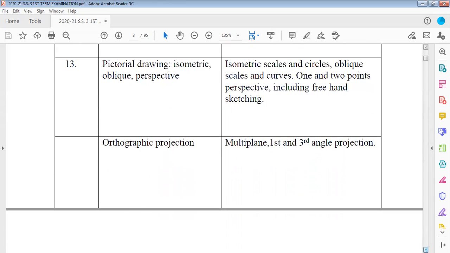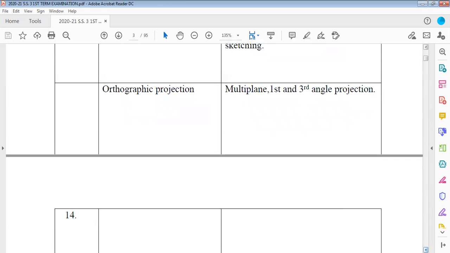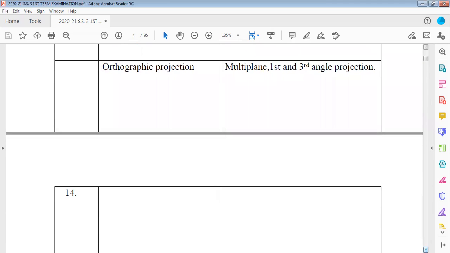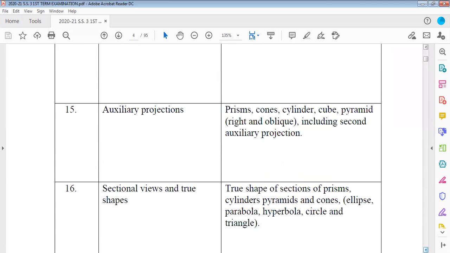Then next is orthographic projection. Types of orthographic projection, we have the first angle projection and third angle projection. So the differences between the two will be taught. And how you can position the front view, the top view, and the end view of a given object in orthographic form will be taught. Then auxiliary projections.